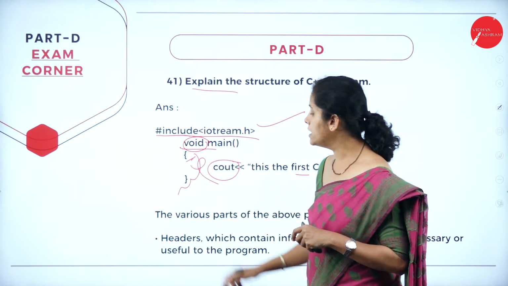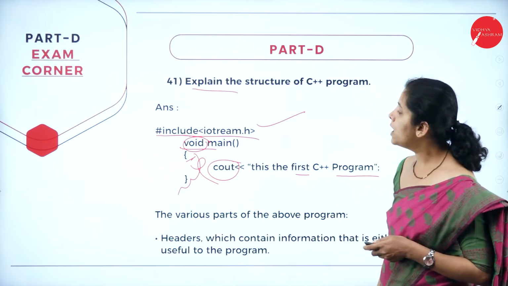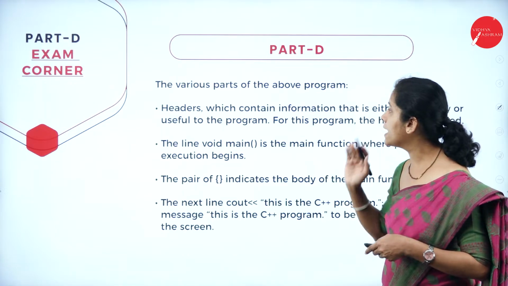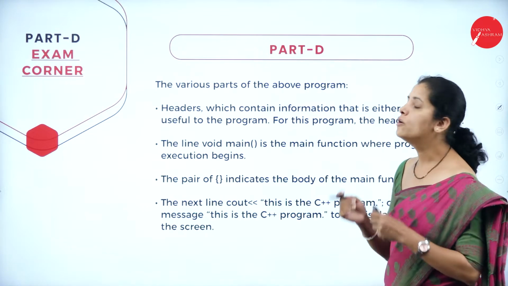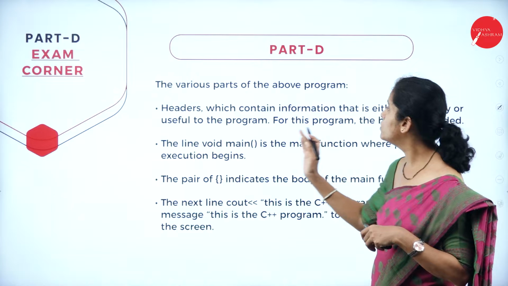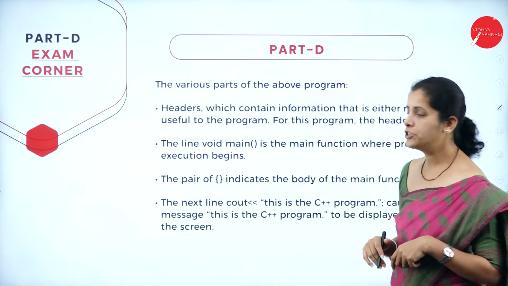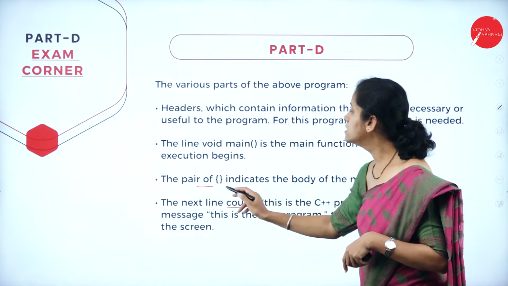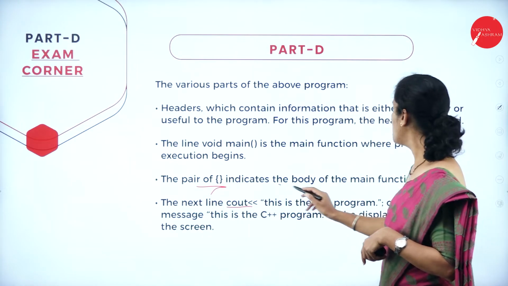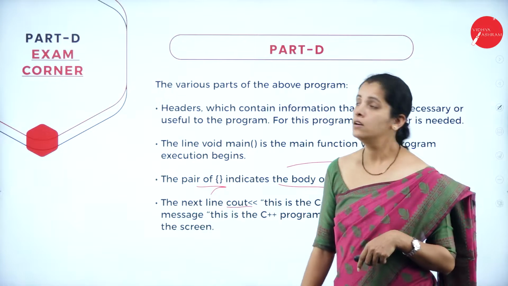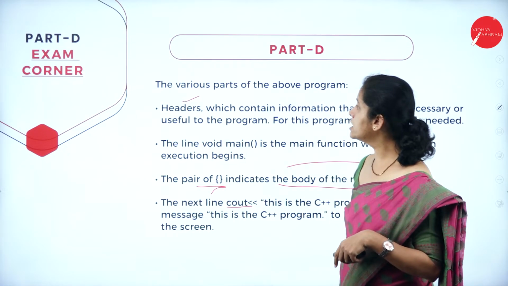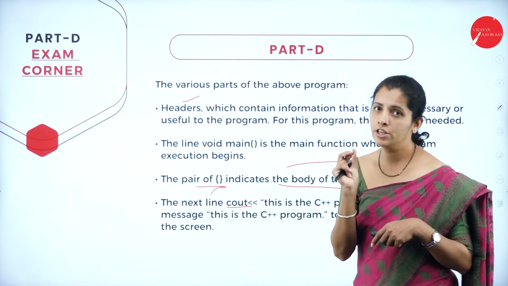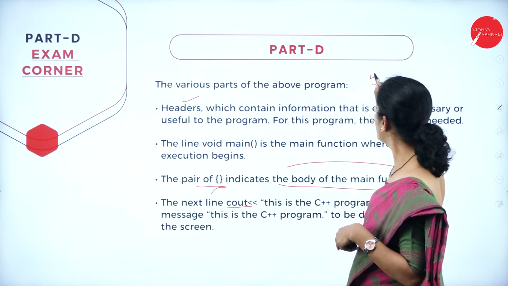Then close the curly brace. Likewise, I need to write the explanation, and it carries 5 marks. So for each line, I want to write the explanation. See here, I have written what is cout. This pair indicates the body of the main function. Then if I consider the header section, for each section I want to write the explanation because it carries 5 marks.